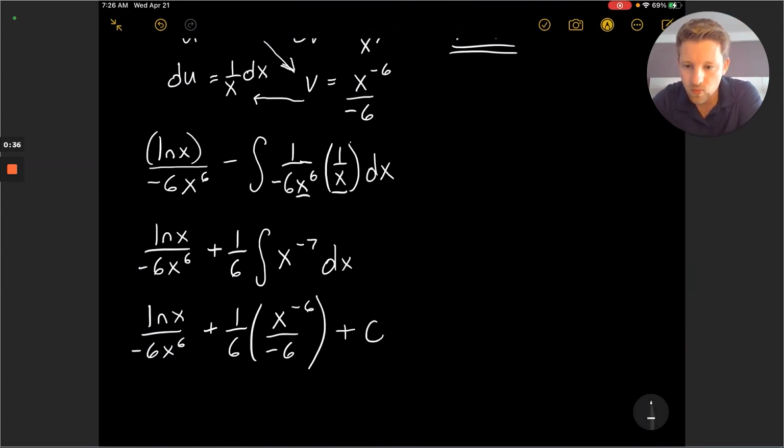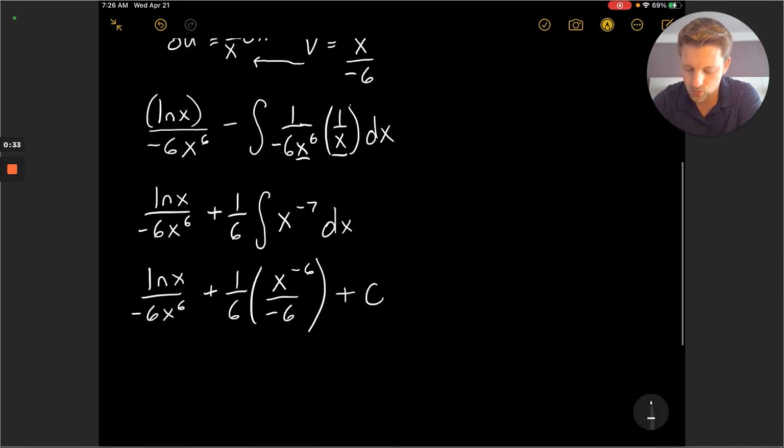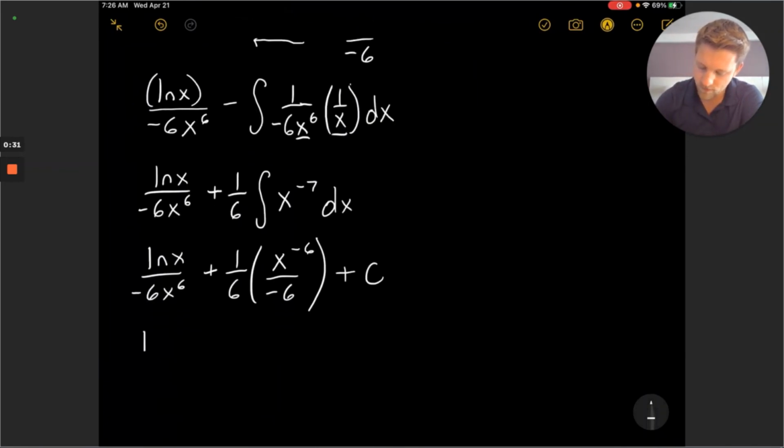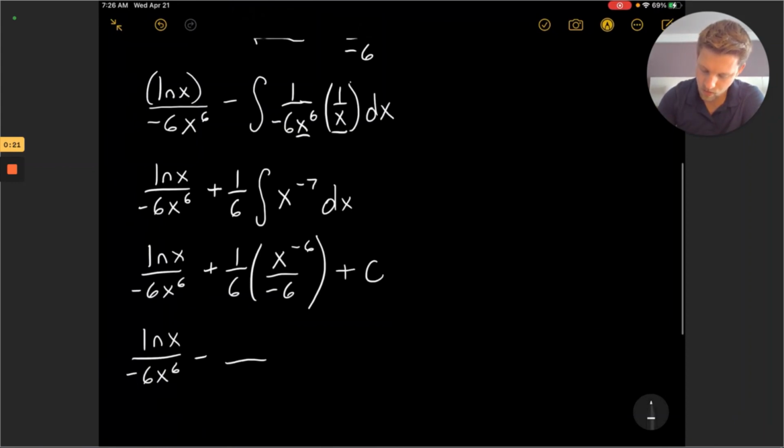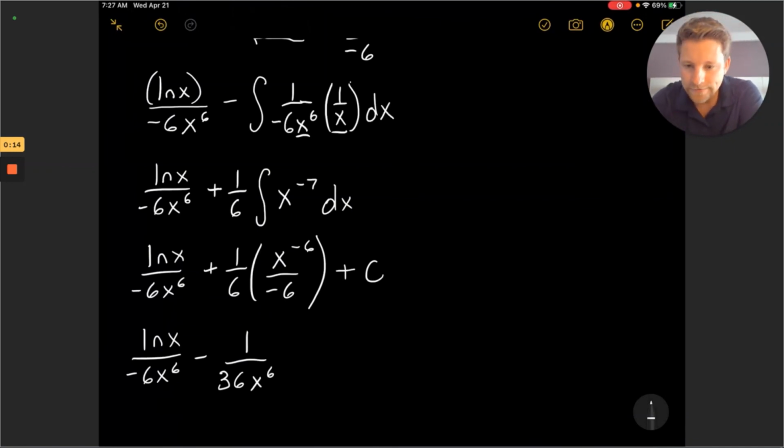So let's rewrite this one more time to clean it up just a little bit. We'll have our first term with positive exponents. We'll have a minus. We'll have a 36 in the denominator, along with an x to the 6th power over 1, or the 1 in the numerator. And we'll have our plus c. So this will be the complete antiderivative of our original function using the integration by parts.